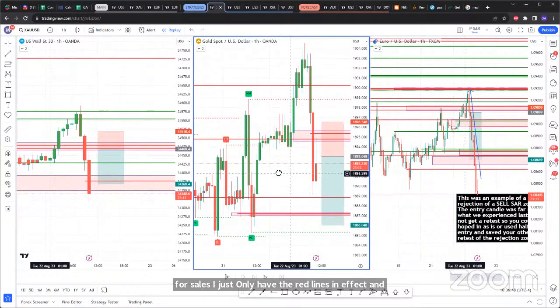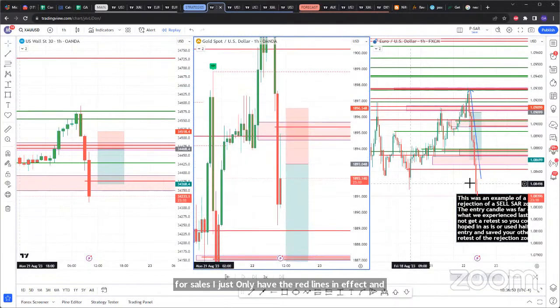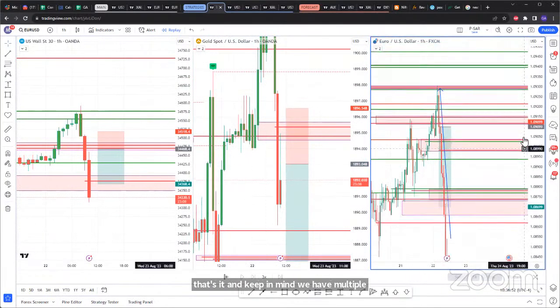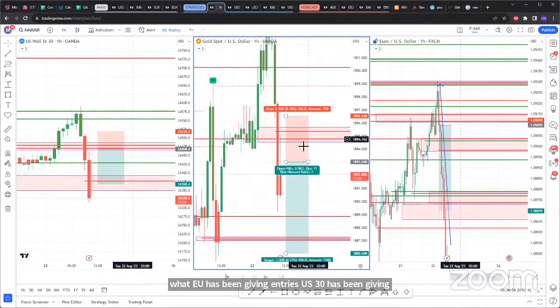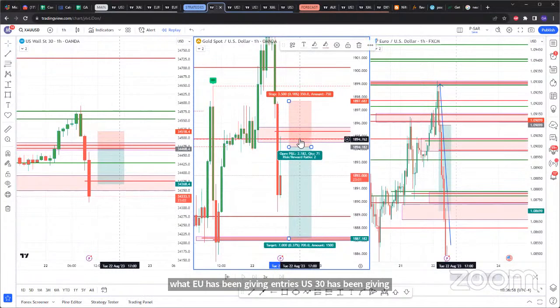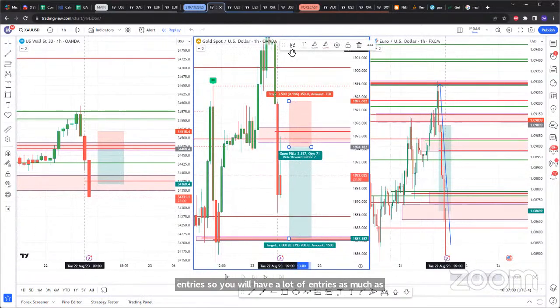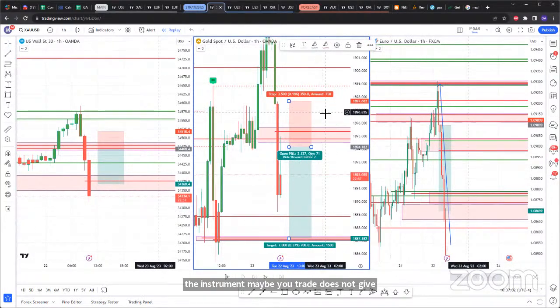And keep in mind, we have multiple instruments. So if gold doesn't give me an entry, guess what? EU has been giving entries. US 30 has been giving entries. So you'll have a lot of entries, even if the instrument you trade does not give you an entry right now. So hopefully you guys got that.